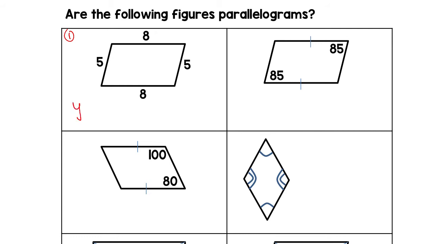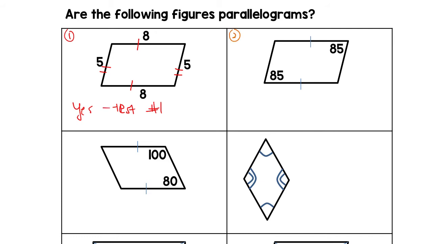This is yes. We use test number one that says that if both pairs of opposite sides are congruent. So 8 and 8 are congruent, 5 and 5 are congruent. So these have to be parallel lines and a parallelogram.